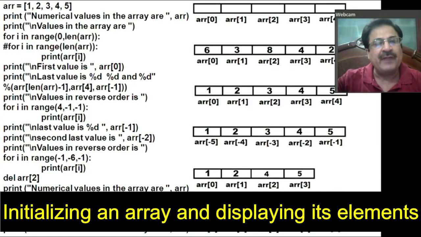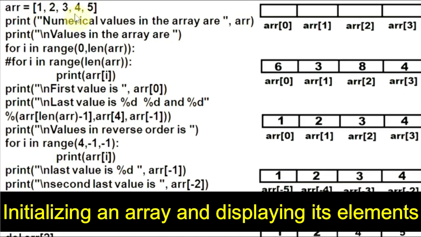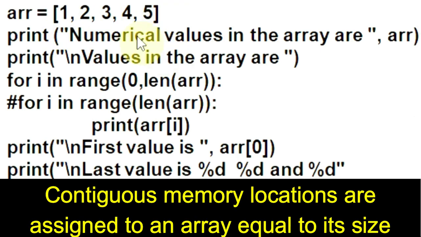Here in this program we will assume that the values of the array are already given to us. So this is a way to define and initialize an array. See, there is an array and I am assuming that it has 5 elements. These are the values of the array.